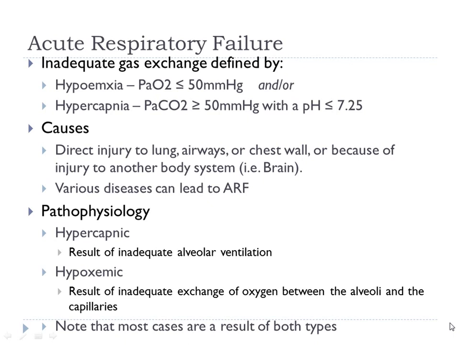And just remember the number 50. If the PO2 is less than 50, or the PCO2 is greater than 50, usually they happen together. The majority of the time you're going to have a mixed respiratory failure, hypercapnic and hypoxemic. What I'm saying here is that when the PCO2 gets to 50, you're probably going to have a really low pH. Okay?